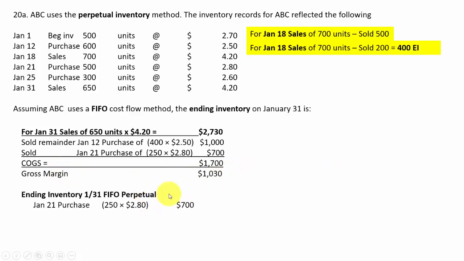So ending inventory is going to be the 250 that we had left from that purchase, because 250 of them went up to here, right? So 250 from right here, and the other 300 from right there, and that's going to be a total of 700 for that batch and 780 for that batch. Total ending inventory is 1480, and that's the end of our review. Good luck.